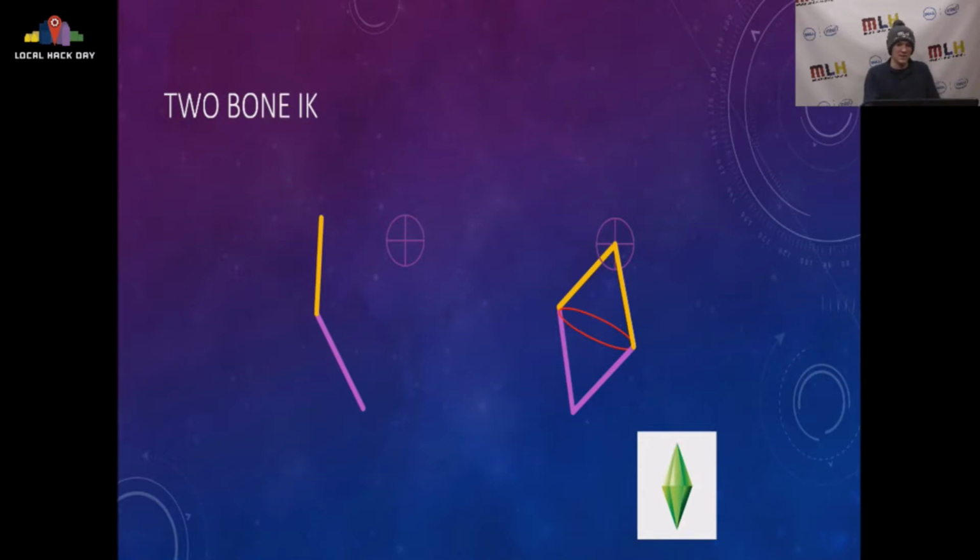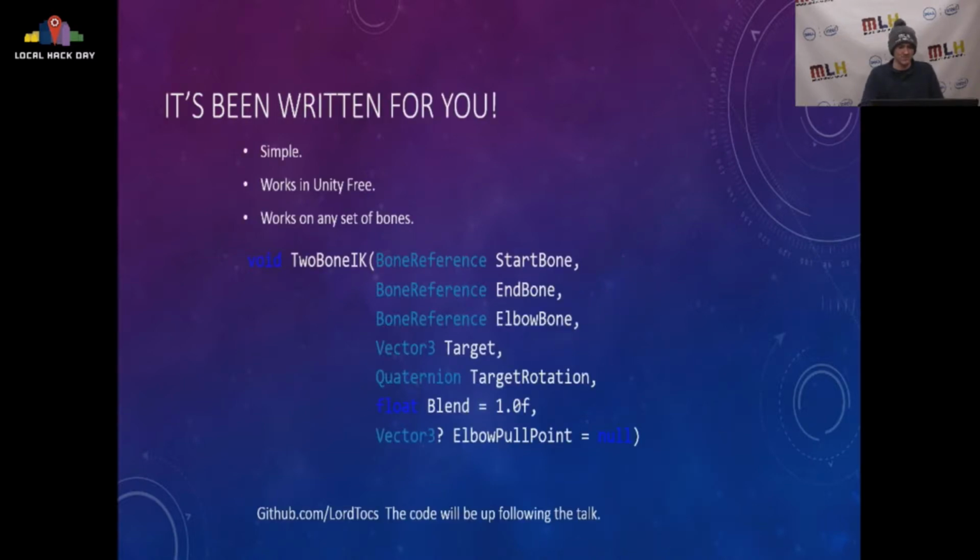So Ken's method uses a point in the world to find the point on that oval that you just saw that's closest to it. So it resolves the infinite case into something that you can use. The function I wrote for you looks like this. You take some bones: a start bone, an end bone, and an elbow bone. And then you get a target and a target rotation. The target is the position you want to move to, target rotation is what you want the end bone's rotation to be, and then you get a blend weight.